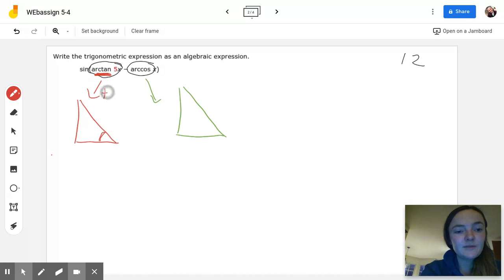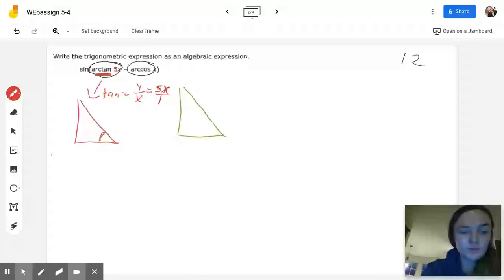So if I think about what tangent is, tangent's equal to y over x. And in this case, I know that y over x is going to be equal to 5x. Well, I would like to know what's the denominator in this case. So if y over x is equal to 5x, well, technically 5x is over 1. So I could say that the x value, the horizontal, is going to be 1, and the y value is going to be 5x. So all I need to do is solve for the hypotenuse.